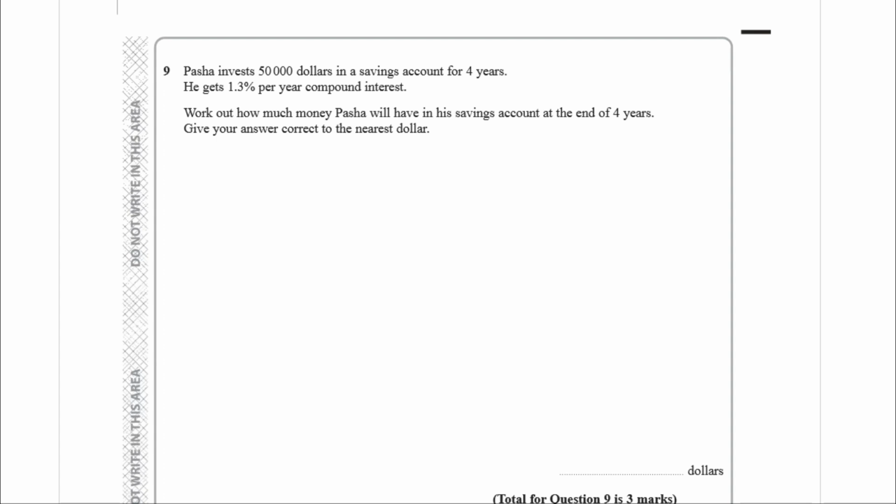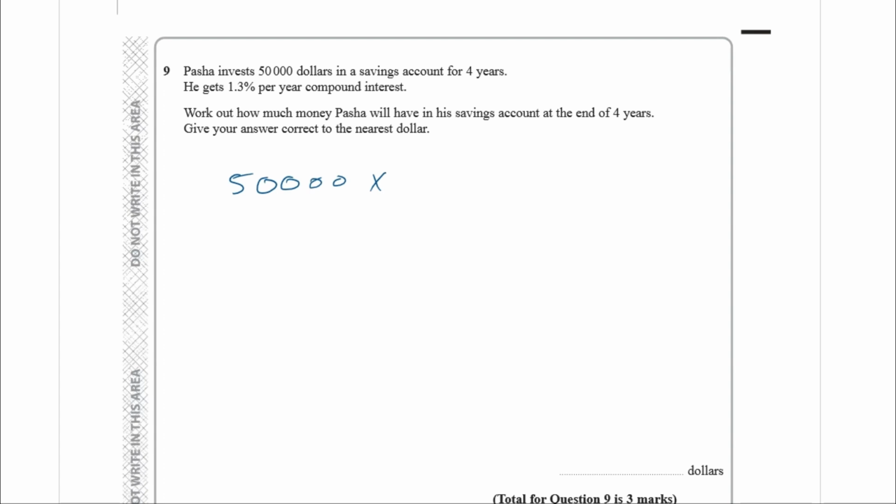Pasha invests $50,000 in a savings account for 4 years. He gets 1.3% per year compound interest. How much money will Pasha have in his savings account at the end of the 4 years? So he's gaining money, and each year he's gaining 1.3%. So this is a pretty nice question.